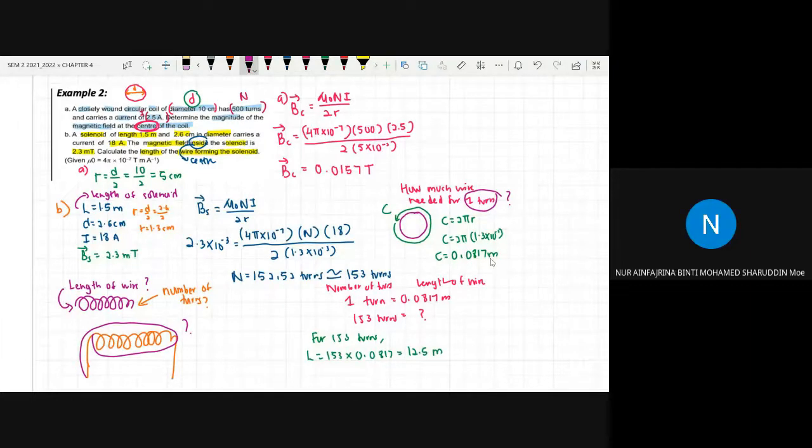Miss, yes, I'm Amsyah. Example 2B is about the magnetic field inside the solenoid. If we look at the solenoid formula, it uses L. But Miss used 2R. Why use 2R? I'm confused. Miss used it wrongly. Give me one moment. Oh, Miss used 2R.